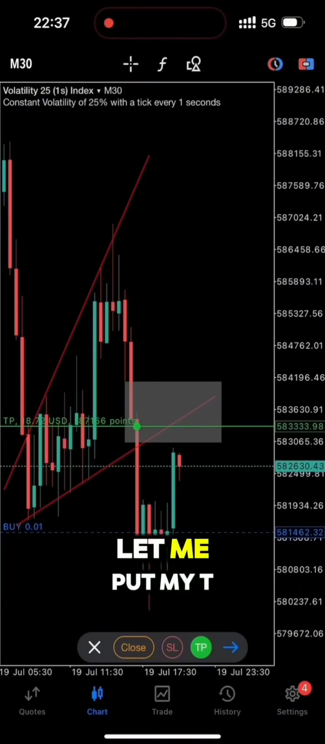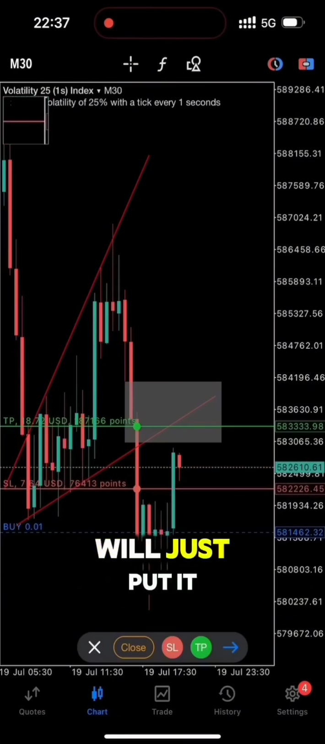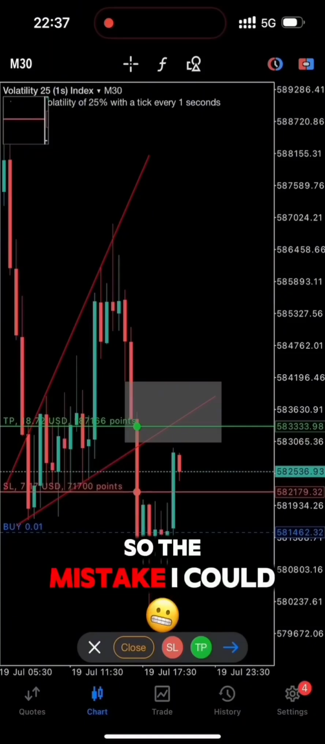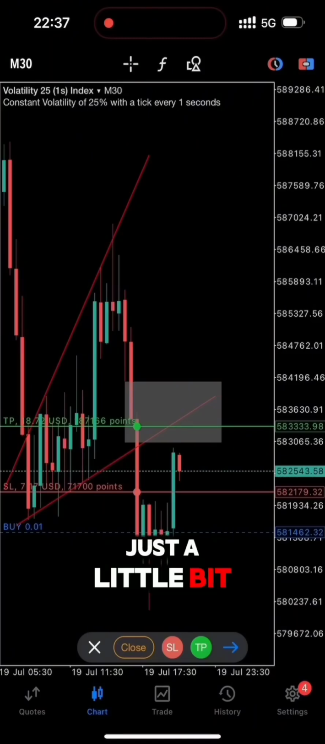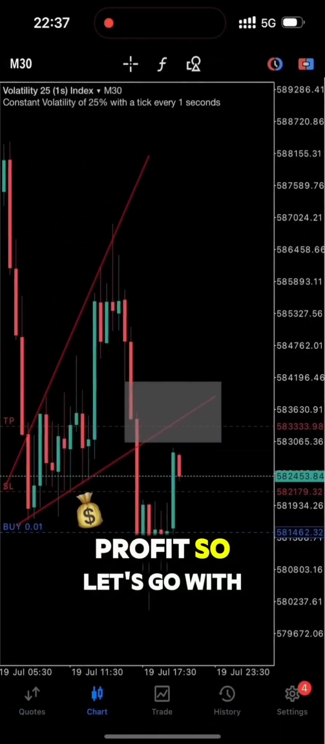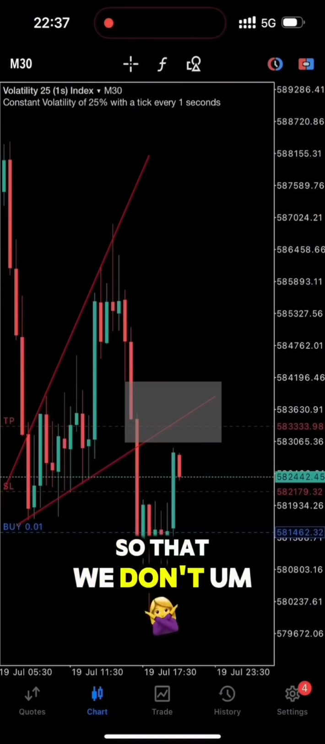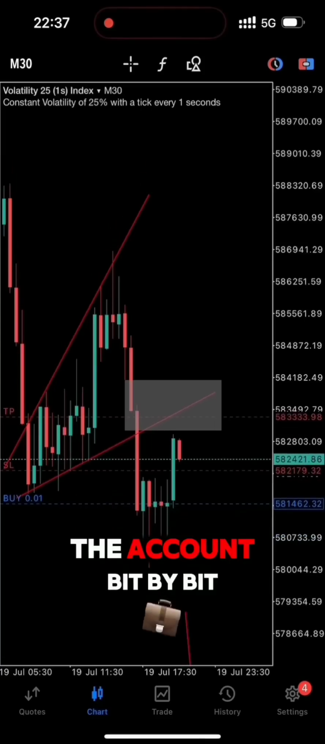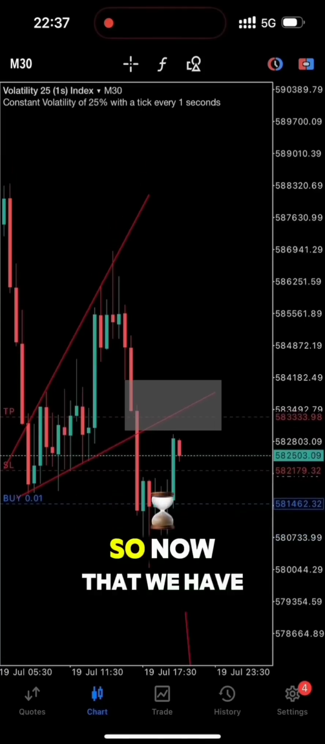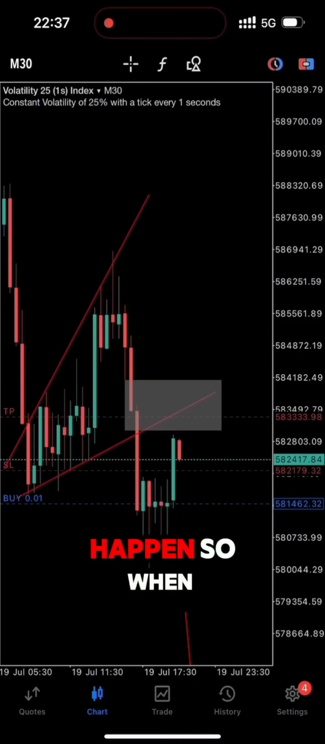Right now, let me put my TP here because I know that it will touch somewhere there, and then my SL, just put it a little bit down. The mistake I could make, if things go wrong, is it could go down just a little bit before it goes up. So in any way, I'll still be in profit. So let's go with that, right? This is a good SL and a good TP, so that we don't suffer maximum loss. It will just be something small as we are building the account bit by bit. So now that we have done this, we can wait to see what will happen.